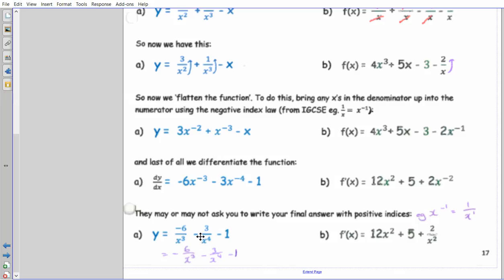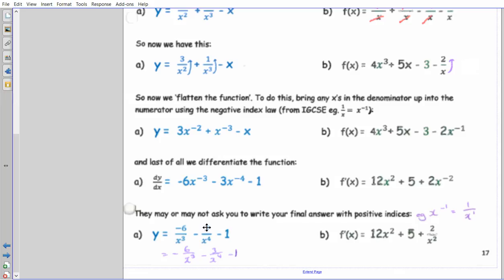Same thing with this, make it negative 3 on the top. You can have the negative 3 up here or you can have it down there, it doesn't matter. To bring the x down to the bottom, make it x to the power of positive 4. So notice the indices are now positive and you've still got minus 1 there. I've just pointed out here that it's not wrong if you wrote it as a negative out the front. Negative 6 over x cubed, it's the same thing.